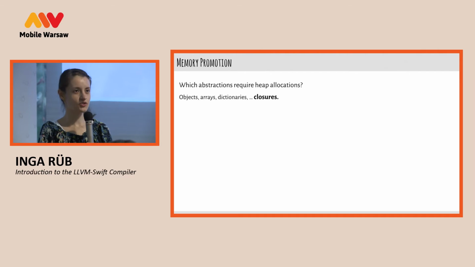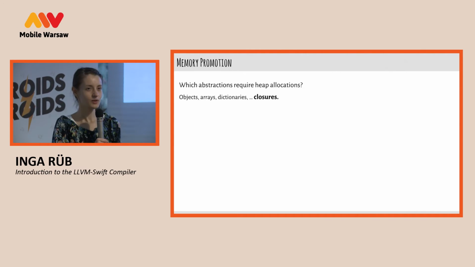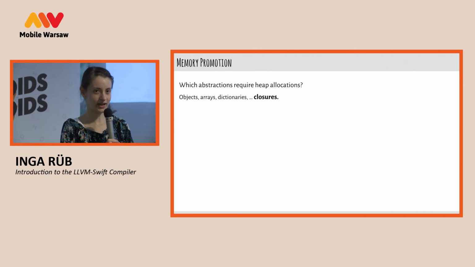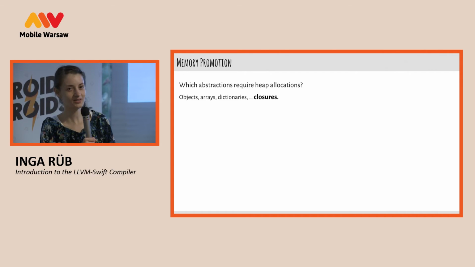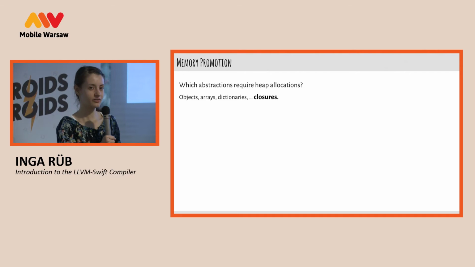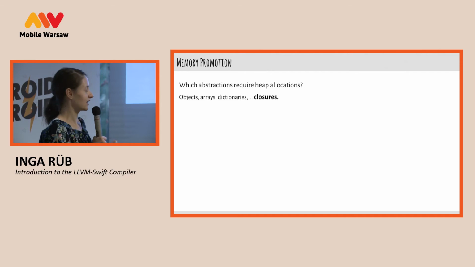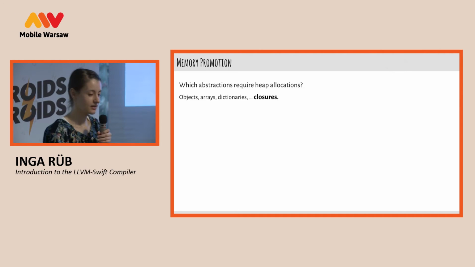So maybe we should just avoid classes and stick to value types. Well, the problem is that not only objects are allocated on the heap in Swift, but also arrays, dictionaries, strings and other value types allocate memory underneath. And there is also another abstraction that uses heap memory, and this is closure.